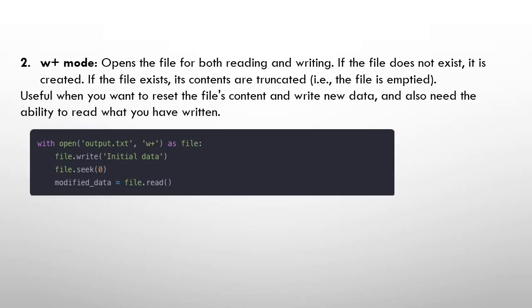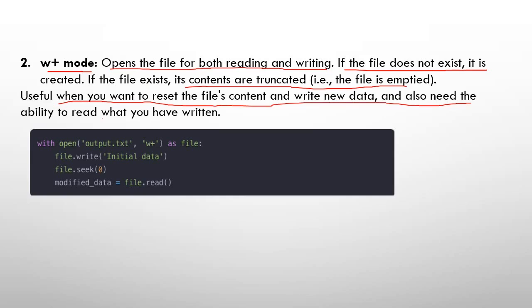Now we will see what the write plus, W plus, mode is. It opens the file for both reading and writing, and if the file does not exist, it is created. Whereas if the file exists, its contents are truncated, that is, the file is emptied. It is useful when you want to reset the file's content and write new data, and also need the ability to read what you have written.